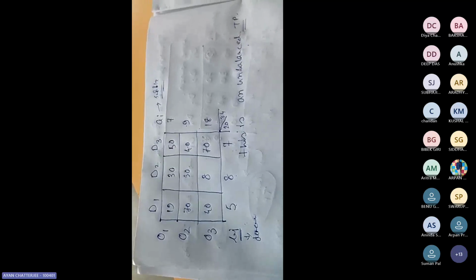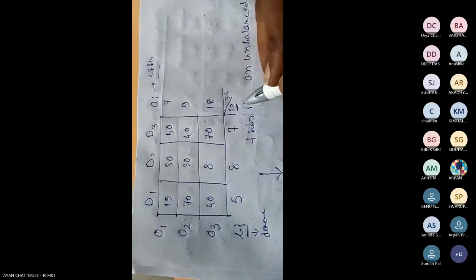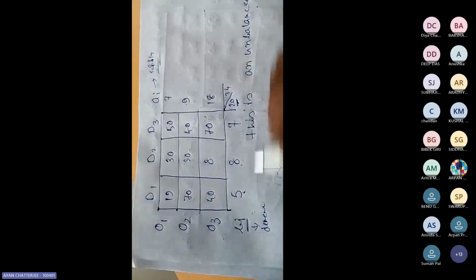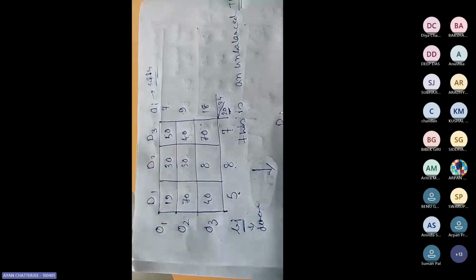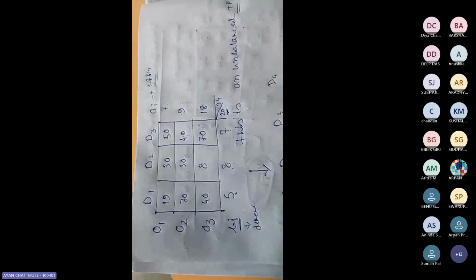To solve this, we have to convert it to a balanced transportation problem. Look, which side is lesser? We got less demand: 5, 8 and 7 is the demand, but my supply is sufficient: 7, 9 and 18. If the demand is lesser, instead of that we are going to add one additional demand over there: D1, D2, D3 and D4. This D4 is the additional demand.